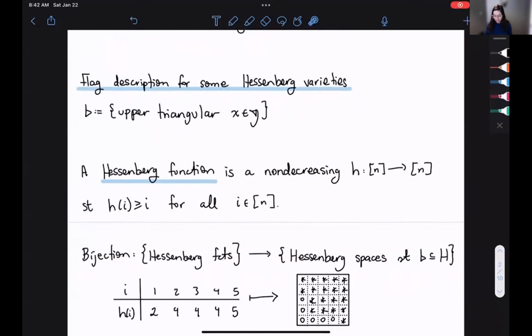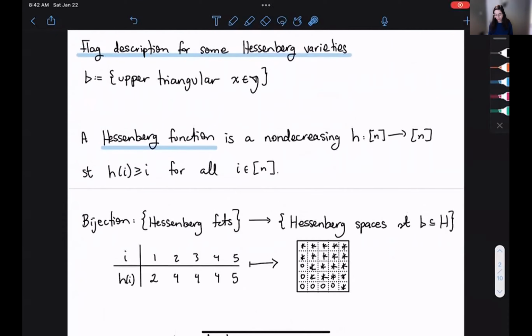And so in this case, you have that Hessenberg functions are in one-to-one correspondence with Hessenberg spaces that contain this B. And the bijection, one could write it in a lot of detail, but it's very easy to see pictorially. So this is an example of a Hessenberg function. The way the Hessenberg space corresponding to this Hessenberg function works is: this 2 tells you these 2 rows don't have to be 0, but then the bottom 3 have to be 0.